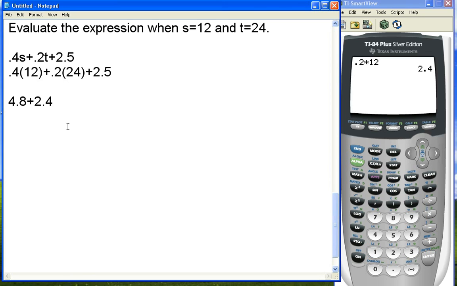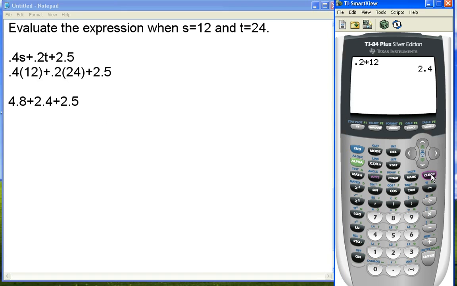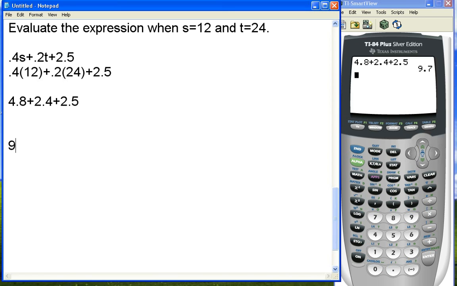And then this plus 2.5 just comes on the end. So 4.8 plus 2.4 plus 2.5. To do that by hand might take a little while. Let's just put it in the calculator. 4.8 plus 2.4 plus 2.5. We hit enter, and the answer is 9.7. And that'd be the correct answer.